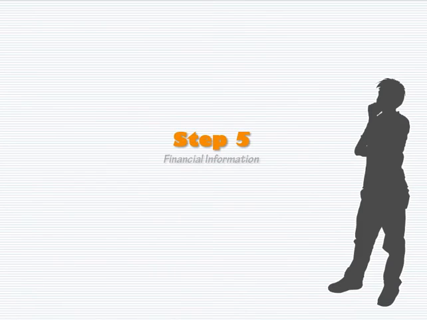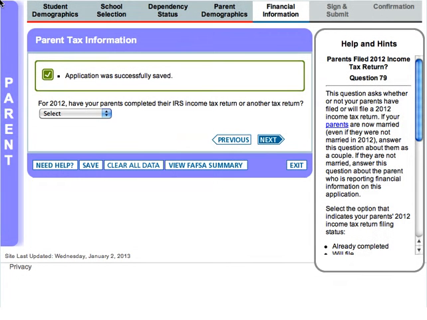You and your parents should have your 2012 federal income tax returns handy when completing this section. But if you haven't filed your tax returns yet, you can estimate for now and update the FAFSA later. Here, select whether or not your parents have completed a 2012 federal income tax return. Remember, you may still proceed even if their tax return is not finalized. Just use estimates for now. You can update it later.